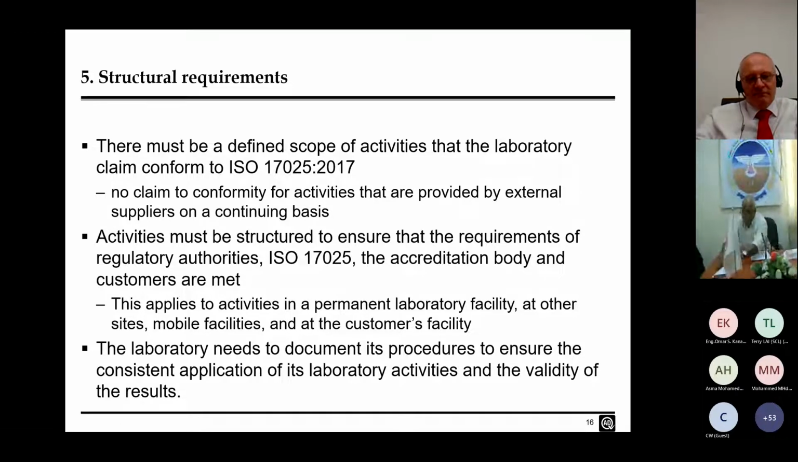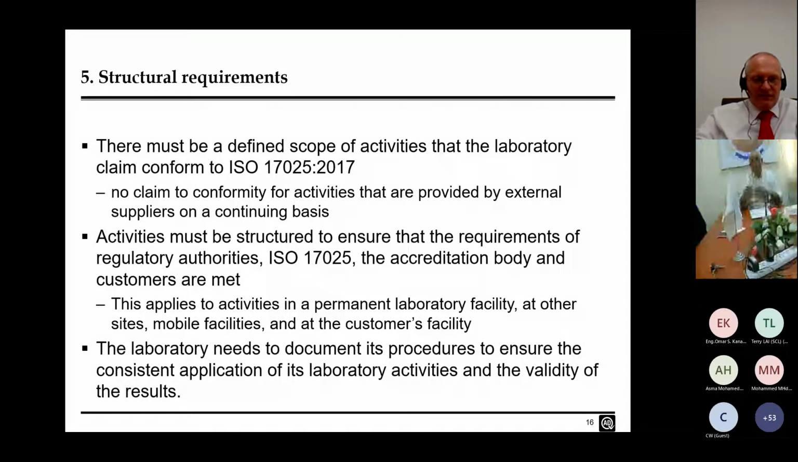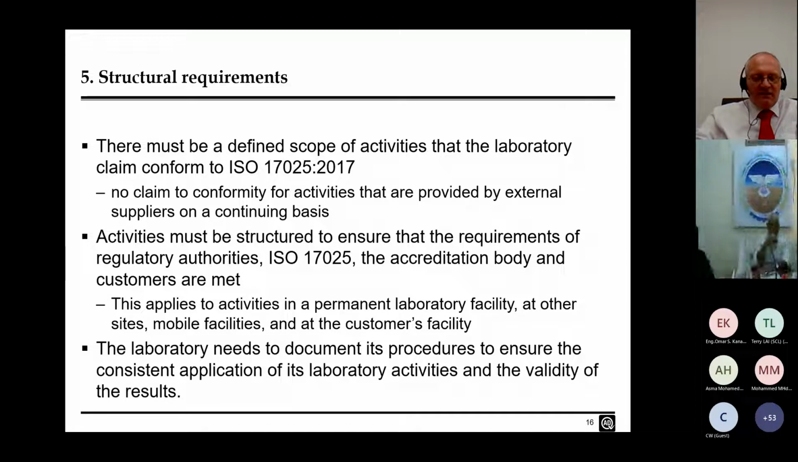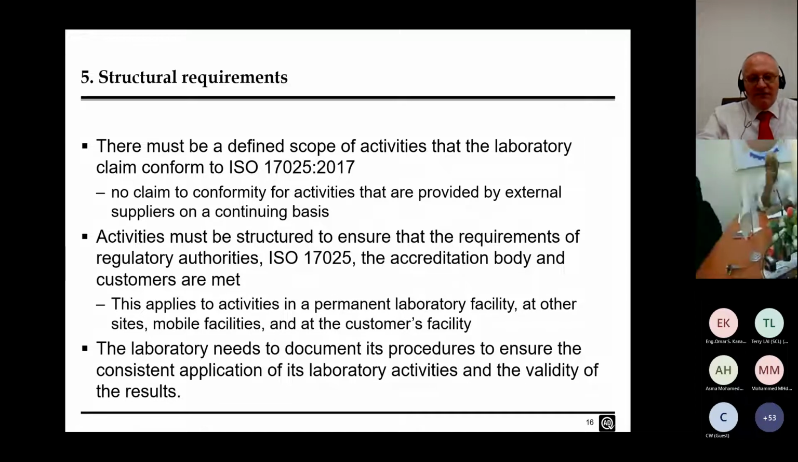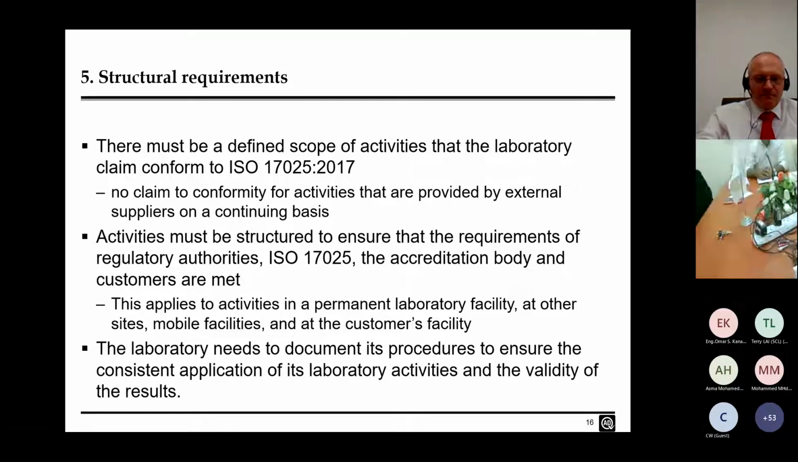You can't claim that you conform to 17025 for activities that you don't do, the things that you subcontract on a continuing basis. So if there's a measurement you send out to somebody else, it can't be in your scope of accreditation.